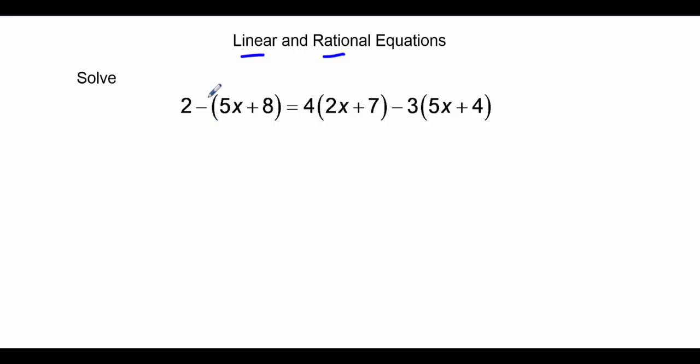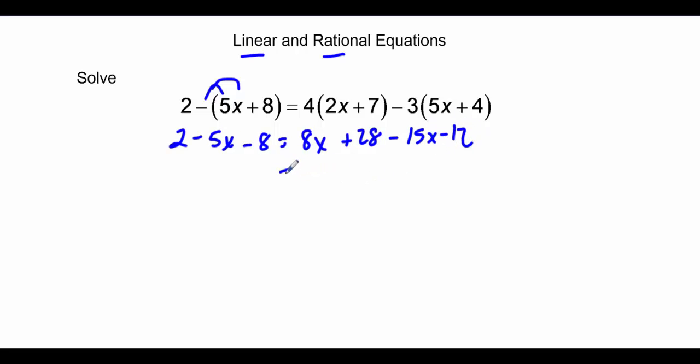So to start this problem, we're going to distribute where we can. We have 2 minus 5x minus 8 equals 8x plus 28 minus 15x minus 12. Combining like terms, I have negative 5x minus 6, and then a negative 7x and 16. Bring all the x's to one side of the equation. I'd rather have my x's positive.